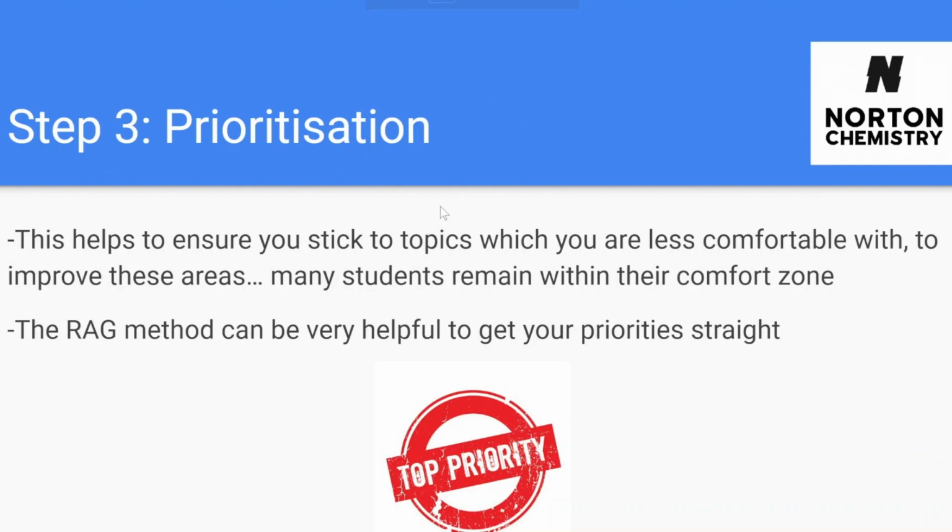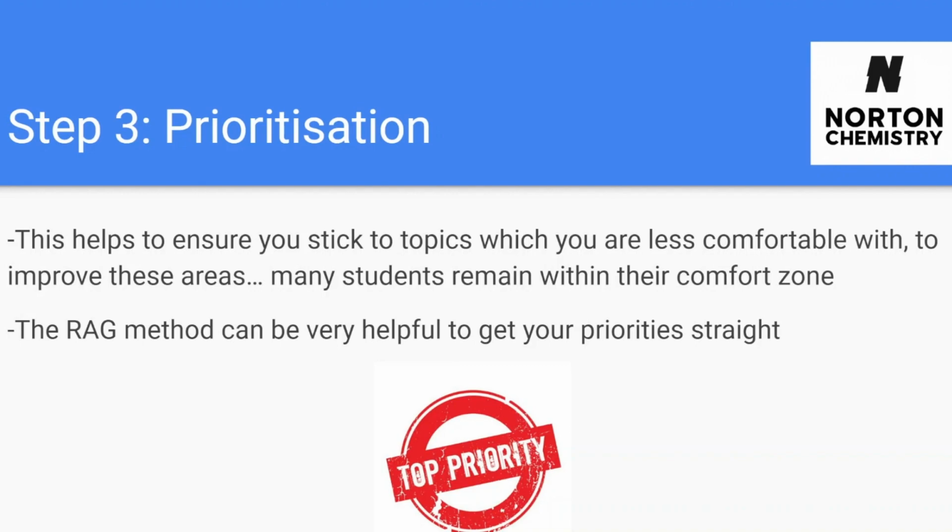Step 3. Prioritisation. This is essential to achieve an A star. The specification is so big, and there are so many different topics to learn and apply, that it can become easy to miss topics in your revision. Prioritisation will help you focus on topics which you find more difficult and therefore need to revise more. Topics which you find easier don't need to be revised as much.